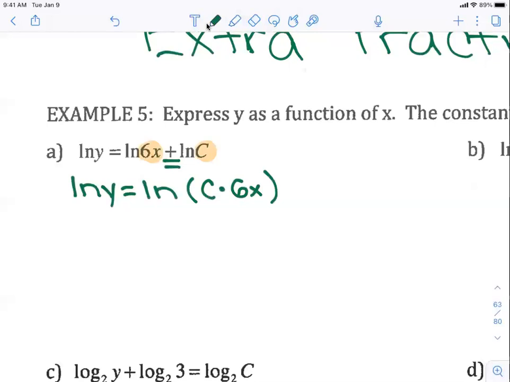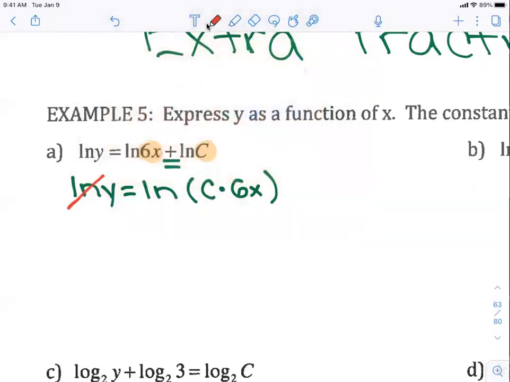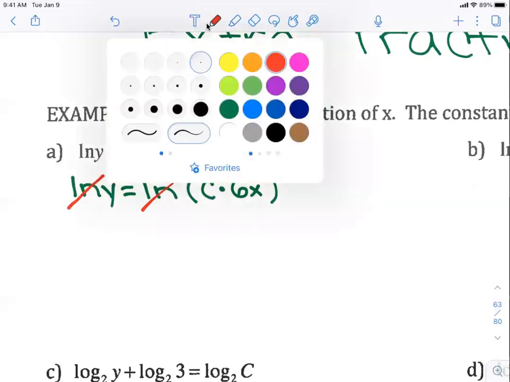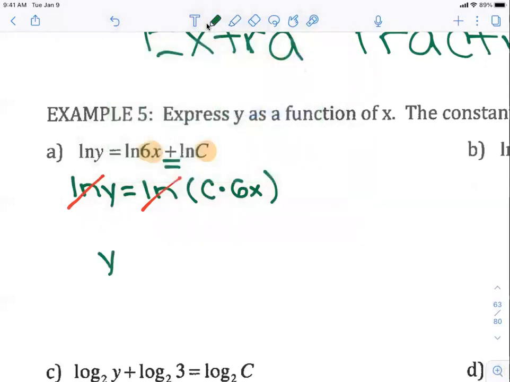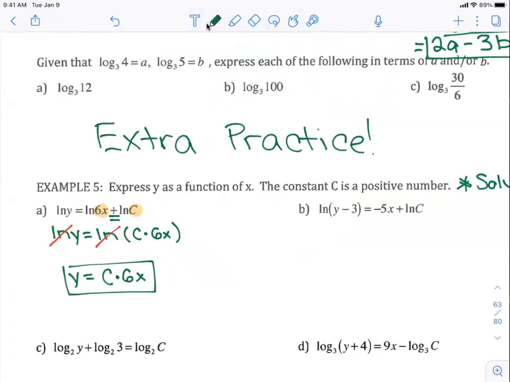Okay. So again, I condensed those 2 natural logs into 1 natural log by turning the adding into multiplying. And then when I have natural log on both sides like this, and there's nothing else, I can cancel out the natural logs, and I'm simply left with y equals c times 6x. Or again, if you said 6x times c, that would be the same thing. Done, because again, the whole goal is to solve for y.